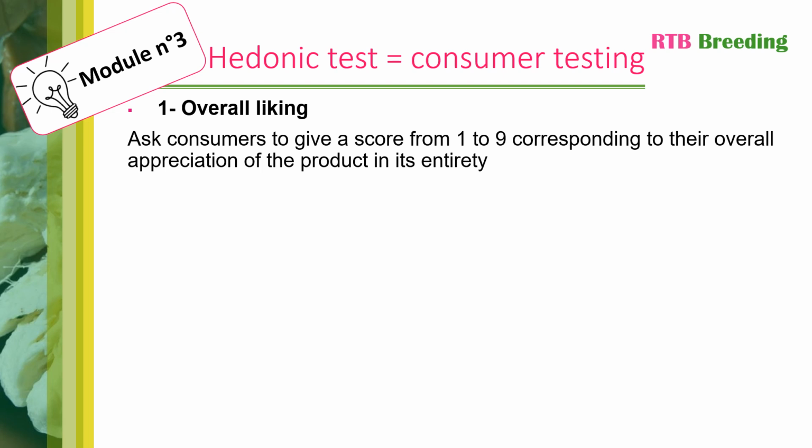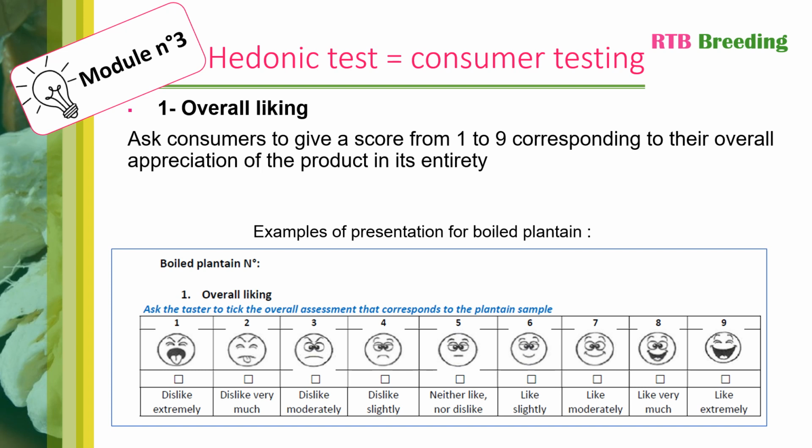You can see here an example of the scale used for boiled plantain. After tasting the sample of boiled plantain, consumers are asked to give a score from 1, which corresponds to dislike extremely, to 9, which corresponds to like extremely.